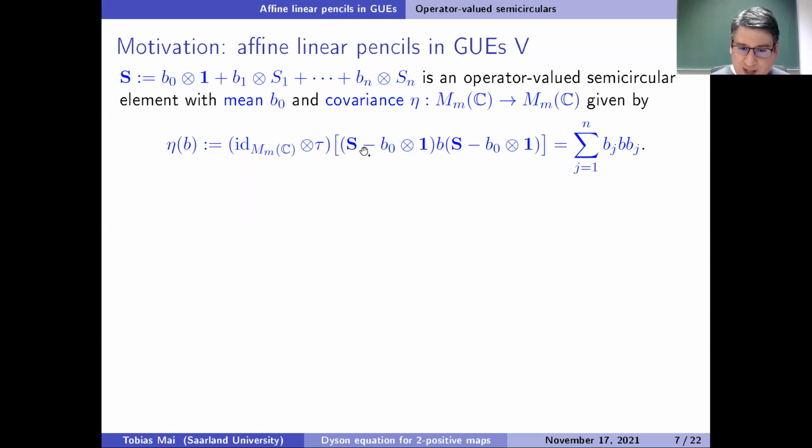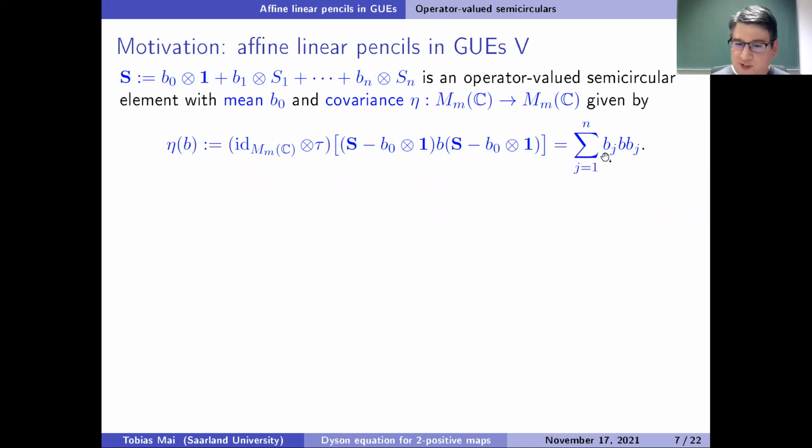So I'm just subtracting from my operator-valued semicircular element its mean, and then I'm considering the trace or the conditional expectation of the square of this operator. But in between, I put in a matrix, just some general matrix B, and this gives me a mapping from the M by M matrices to the M by M matrices, and this mapping, the covariance mapping, encodes basically all the properties that I need to understand this operator-valued semicircular element. And if you carry out the computation, you will see that this eta looks like this.